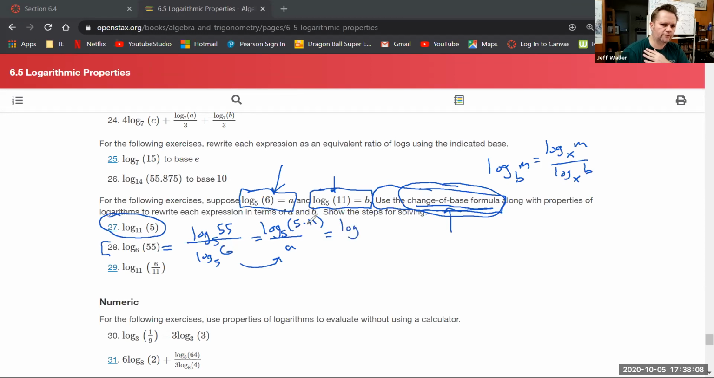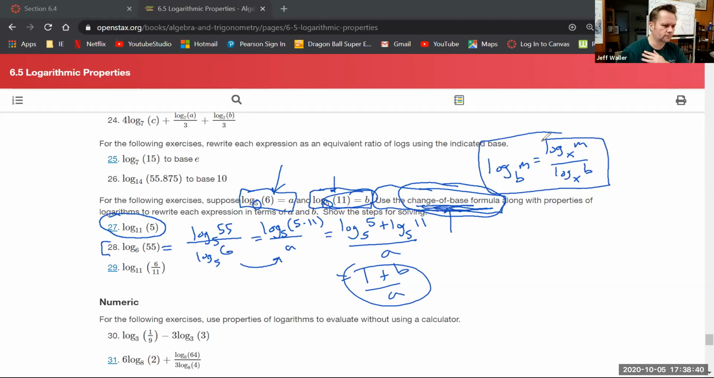It's 5 times 11, so how can I rewrite this one logarithm? I can write it as 2 logarithms doing what? Adding. Adding, I love it. And of course, log base 5 of 5 is 1, and log base 5 of 11 is B. Kabam. So if you change the base to the known base, that's the first step you want to use, rewrite it using this property. I like that problem.